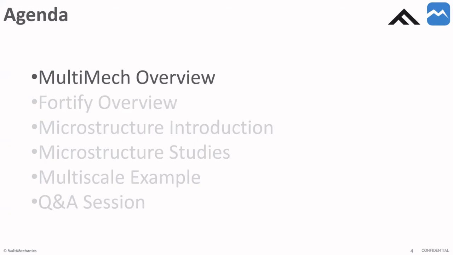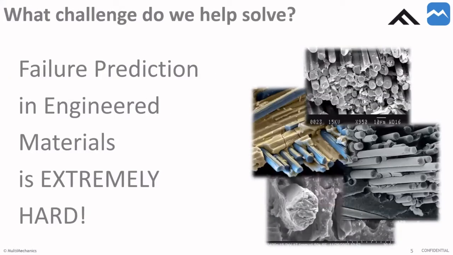Okay, let's look at MultiMech. So what challenge are we trying to solve using MultiMech? And that's basically failure prediction. Engineered materials are extremely hard. When I say engineered materials, I do talk about complex composites, like your fiber reinforced polymers, with different orientations, really complex materials at the microstructural level. But any material really at some length scale is an engineered material. Even a metallic alloy, at some length scale, you're going to have inconsistencies, inclusions in your material that, although it can be represented as an isotropic material, there really is some non-homogeneity throughout that material.